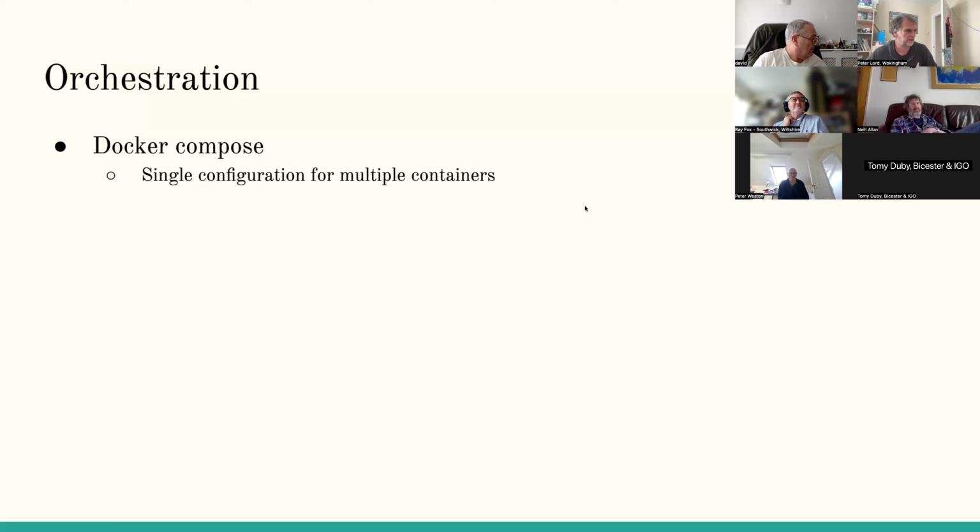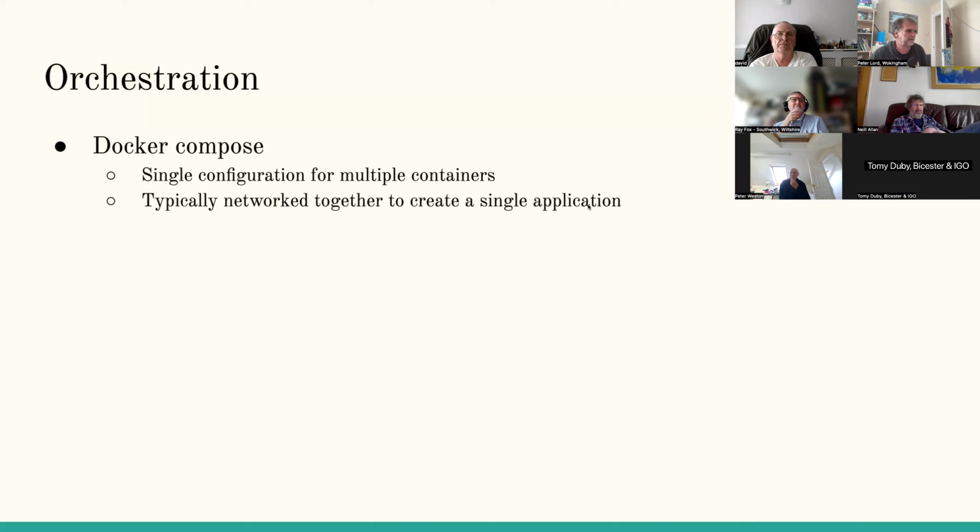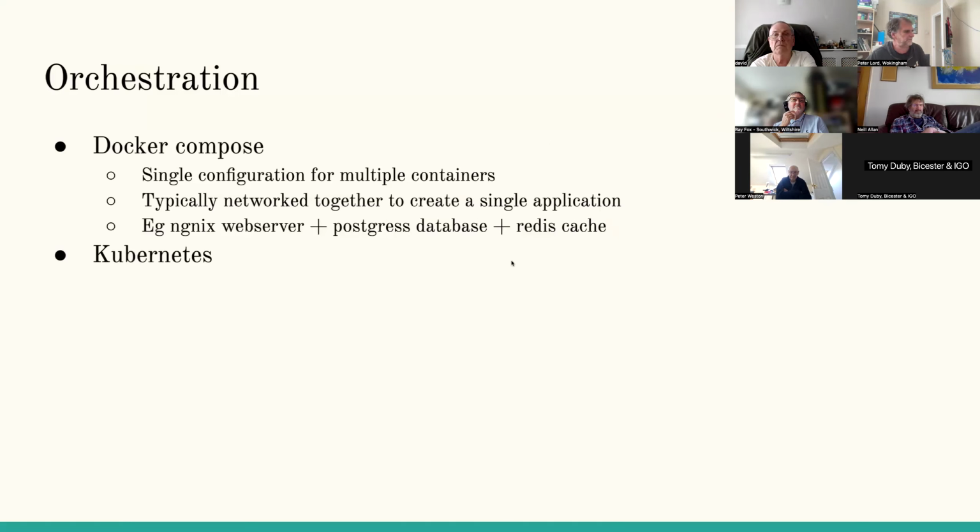Docker has a solution for this. It's called Docker Compose, and you have a single configuration that defines how multiple containers start up. So you might have container number 1 create a web server, container number 2 contain a database server, and then you also give instructions on how to network these two containers together. I've got an example there.